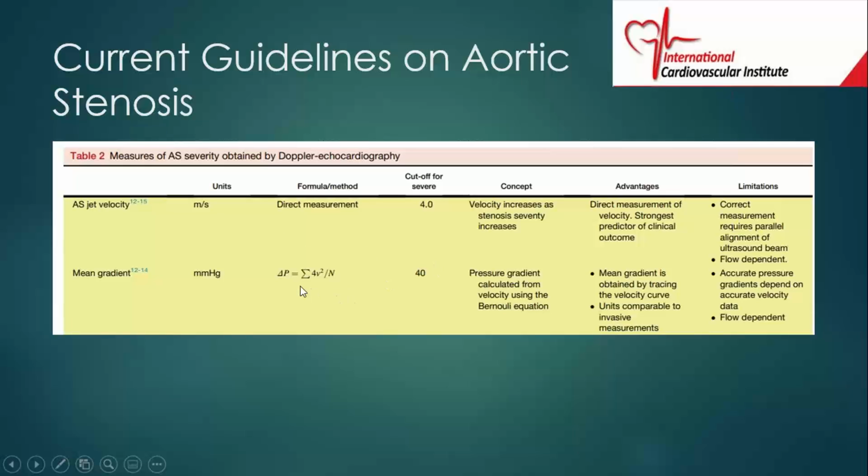Okay, you can use this formula, but what we usually do is take the aortic stenotic jet, and once we do planimetry, once we trace around it, it will give a mean gradient. So severe AS: velocity greater than 4 meters per second, mean gradient greater than 40 millimeters of mercury.